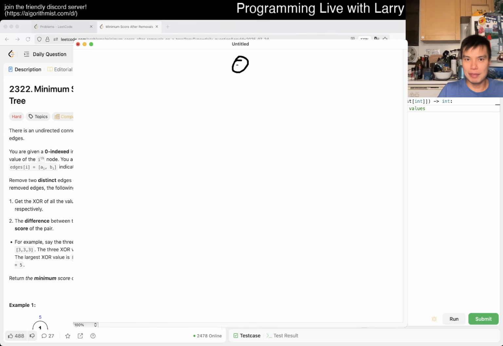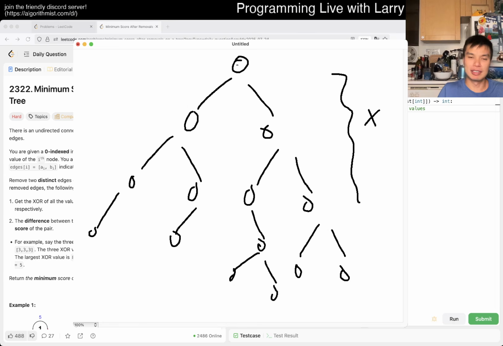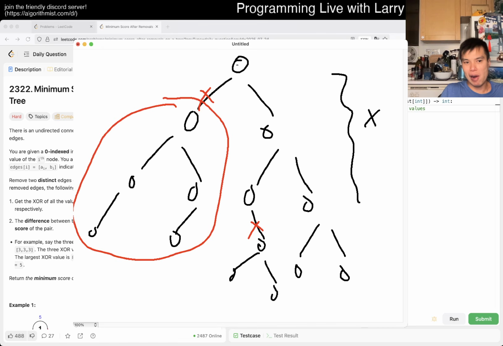So you have nodes, right? The first thing you can do is get the XOR of the entire tree, of every value. Let's say you have some value X. And then what does it mean when you remove edges, or when you have 3 sets of nodes? Maybe say you remove this one and this one, right? What that means is, let's call this chunk A, this chunk B, and then the rest is going to be C, right?